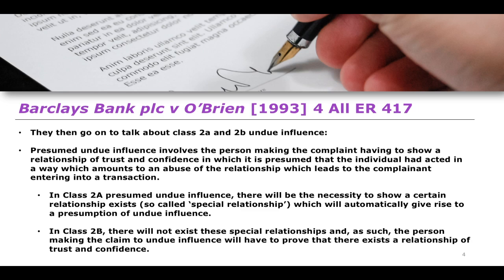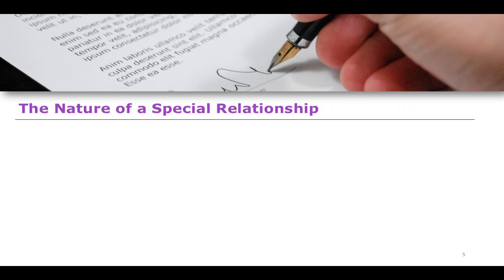In cases where it is class 2B, there will not exist this special relationship, and as a result, the person who is making the claim to undue influence will have to prove that there exists a relationship of trust and confidence, there exists a fiduciary relationship, and then from there it can be presumed that undue influence has been present.